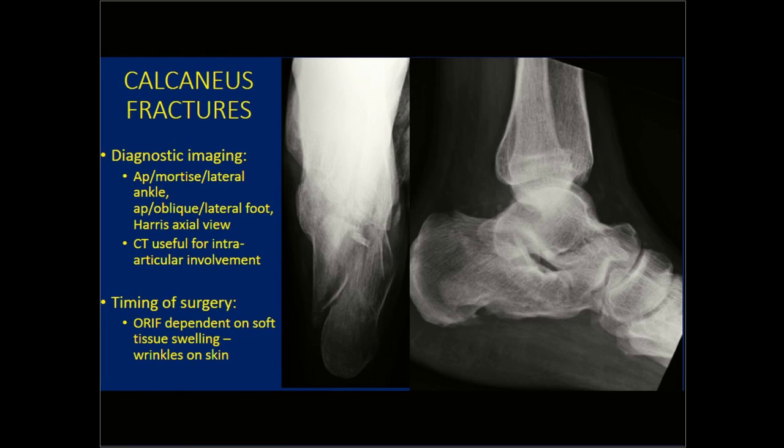Diagnostic imaging begins with the AP, mortise, and lateral of the ankle, which is how they're picked up a lot of times, where you get the 3 views of the foot. Harris axial views are important to look at the varus displacement, and then a CT is useful for intra-articular involvement. The other good thing about a CT is that there's a classification system known as the Sanders classification, and it can help you decide which treatment to give a patient. It's also prognostic.